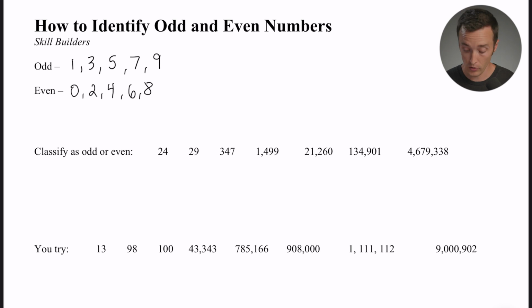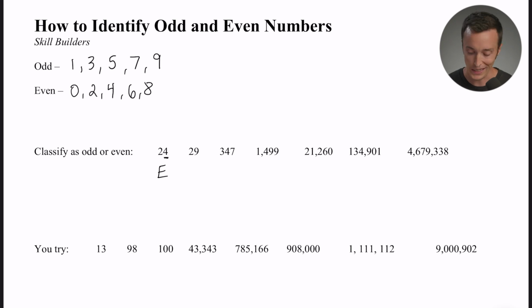So if we have to, like the directions say, classify each one of these numbers as odd or even, the only thing you need to do is look at the last digit. And if that number is odd, then the whole number is odd. Or if that number is even, then the whole number is even. So for example, look at this first example here, 24. If I pay attention to the final digit, that's a 4, and I know that 4 is an even number, which means that this entire number is even.